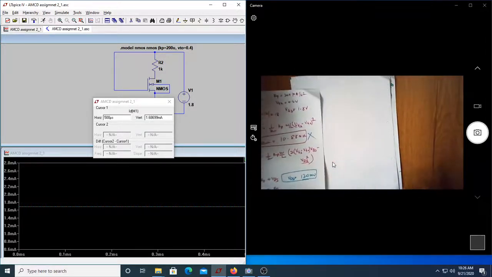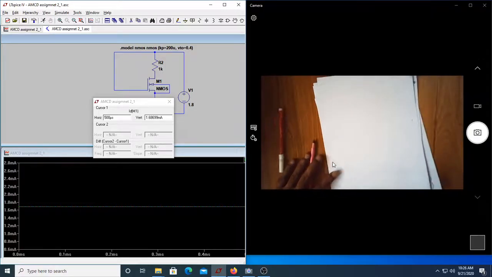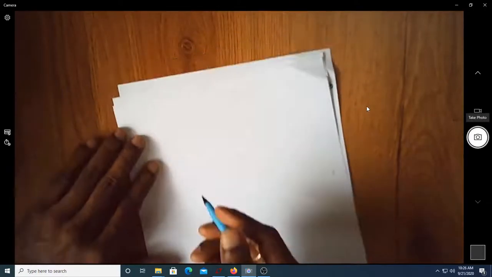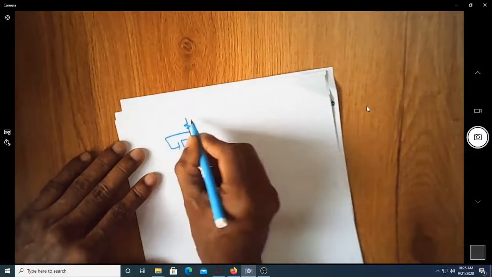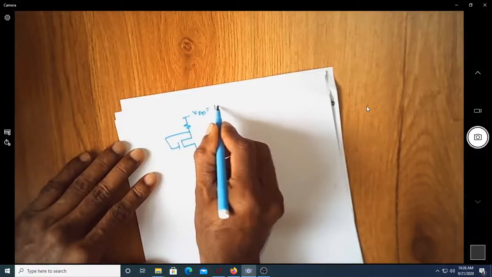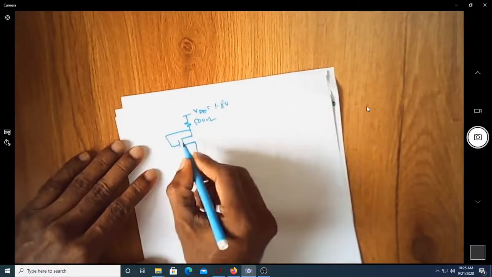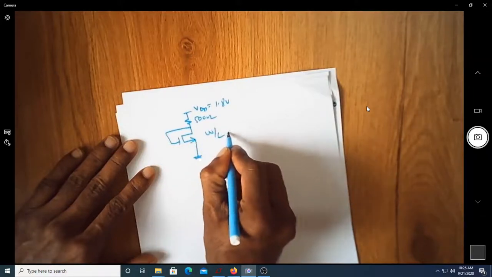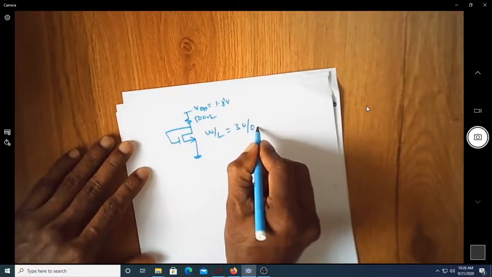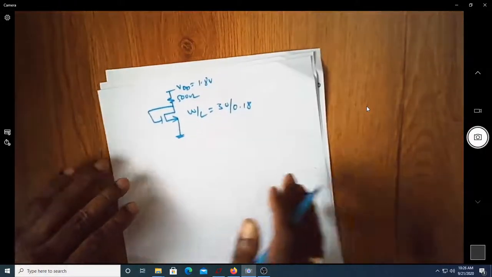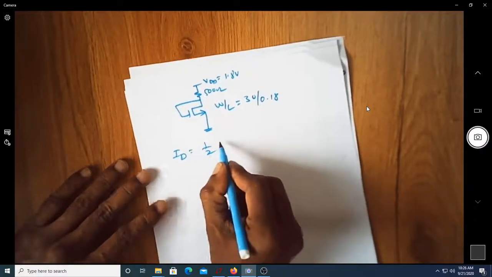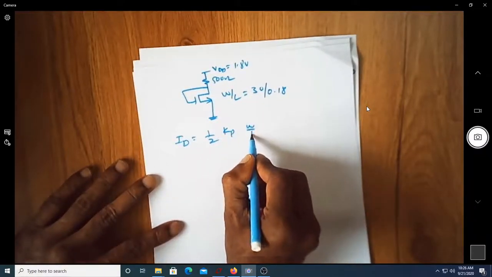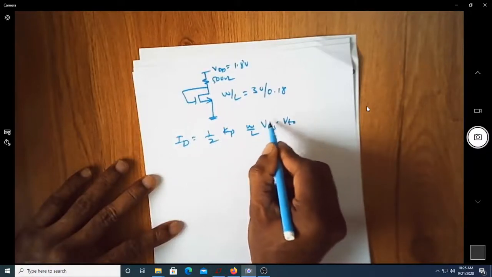Let us move on to the second problem and see what it is. So this is VDD equal to 1.8 volt, this is 500 ohm, and W by L is equal to 30 divided by 0.18. Again, assuming that this is in saturation, we can write ID is equal to half Kp W by L times (VGS minus VTO) whole square.